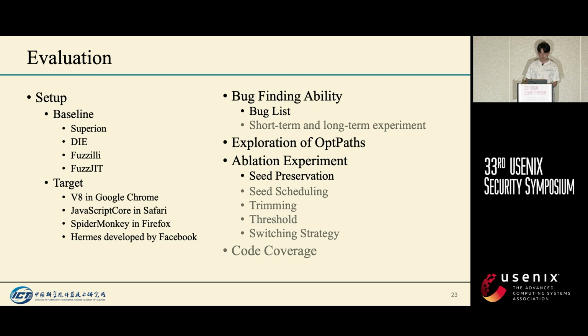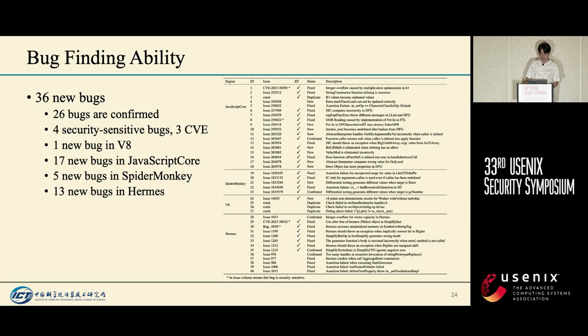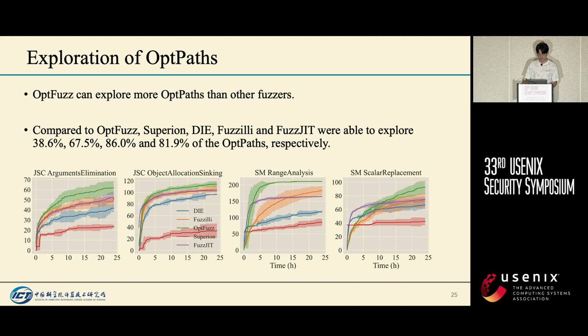We choose 4 SOTA fuzzers, Superion, Fuzzilli, and FuzzJIT, and 4 JavaScript engines for the experiment. In terms of bug finding ability, OptFuzz discovered 36 new bugs. 26 of them were confirmed by the vendor, with 3 CVEs assigned. In terms of the exploration of OPT paths, OptFuzz can explore more OPT paths than other fuzzers.